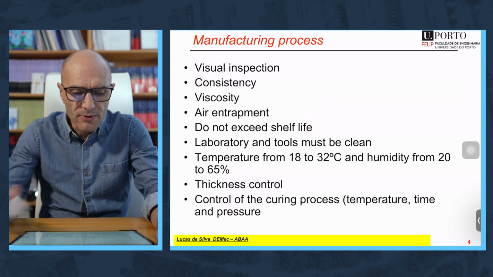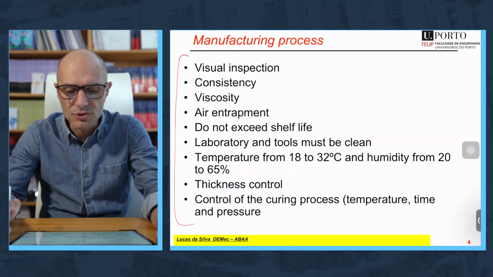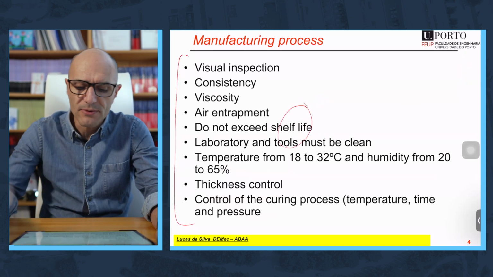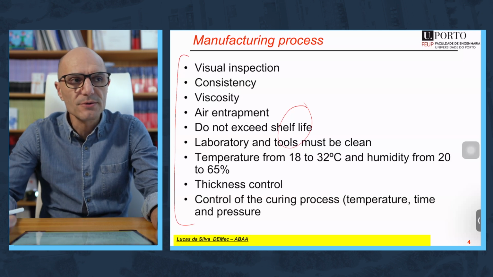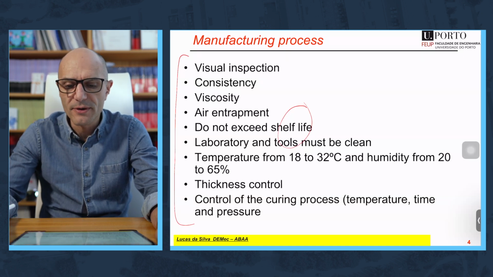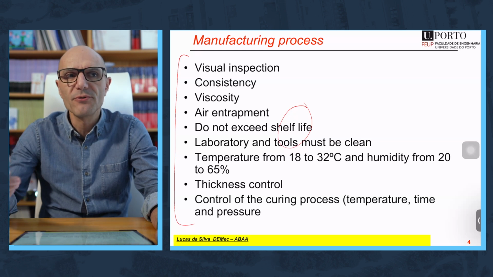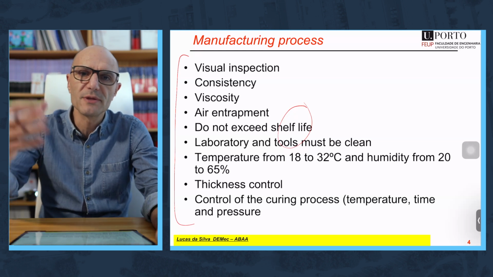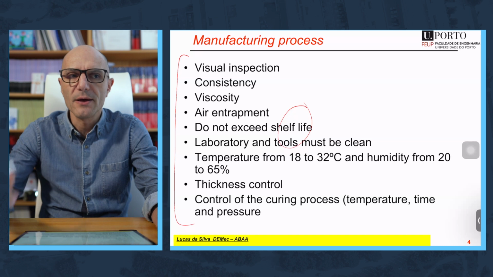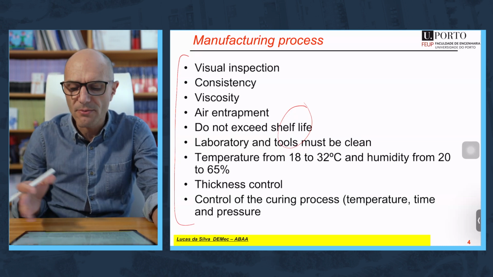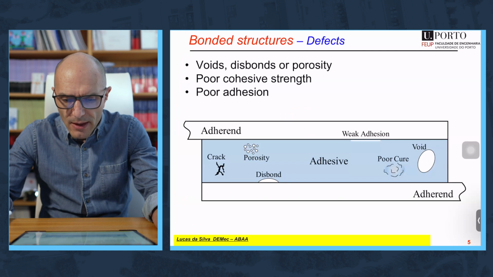About the manufacturing process, there are many points to check. It's all more or less obvious. For example, the shelf life, be careful. Don't go over the shelf life, which is in general 6 months. Be careful with the conditions of the laboratory, the temperature, the humidity. Be careful with the tools that you use, they should be clean, etc. Things that are more or less obvious.